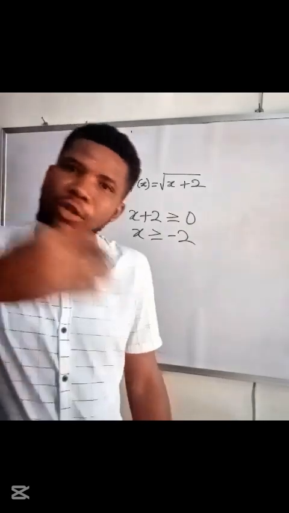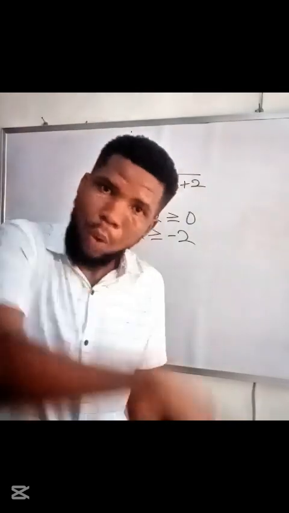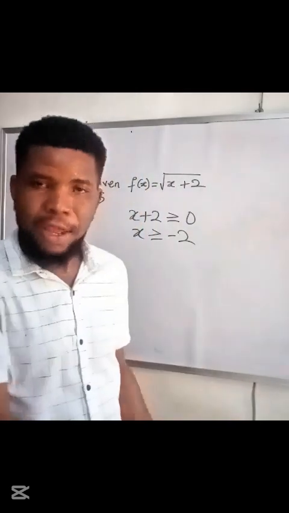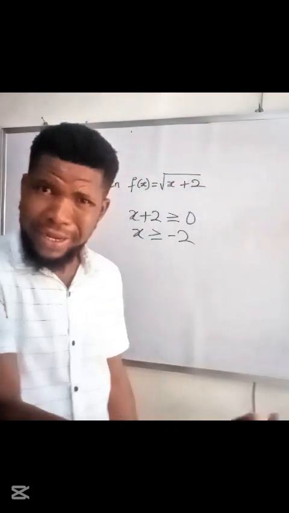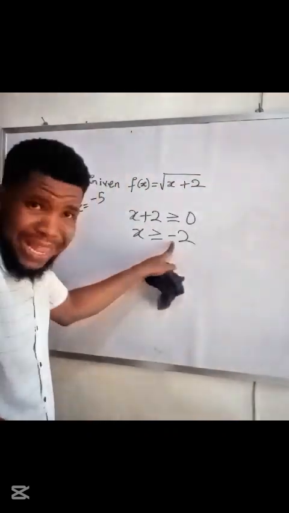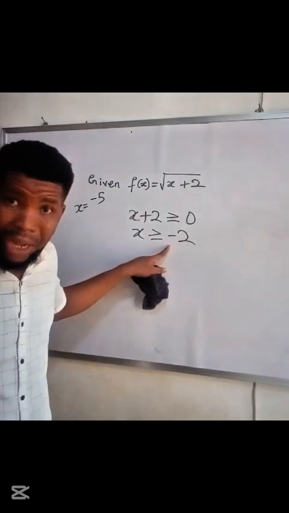So what's the next number? Minus 1. If I put minus 1, I will now have 1. If I put minus 2, I will now have, you understand? You get it now? So you stop at minus 2. That's what I see here. You stop at minus 2. Can you see that now?